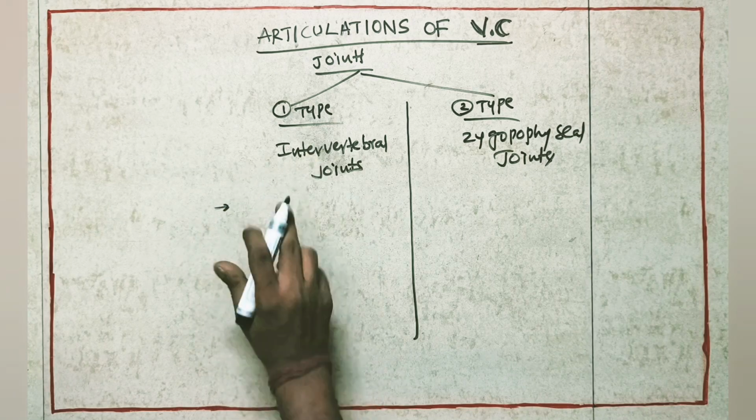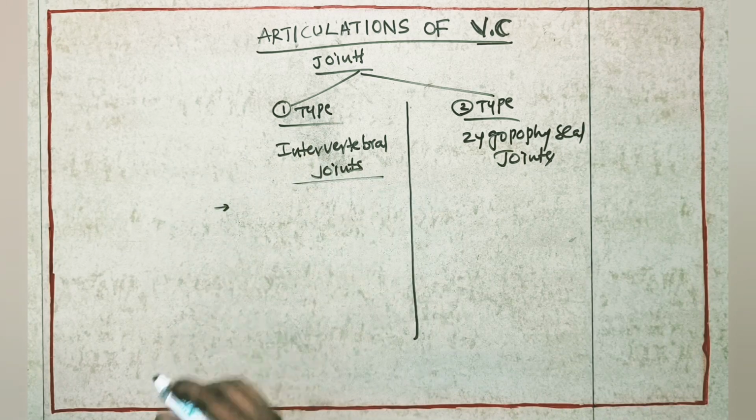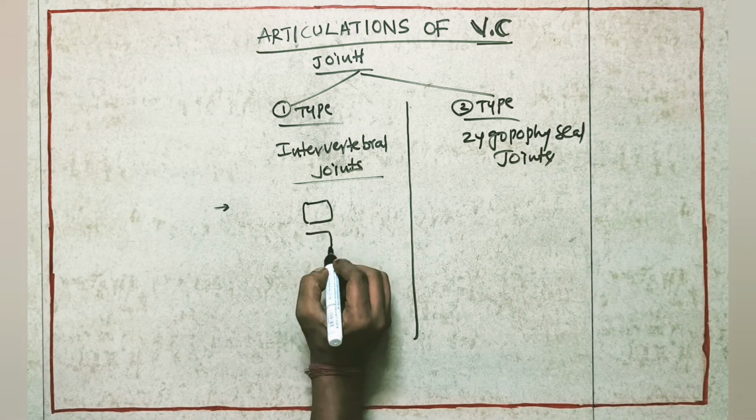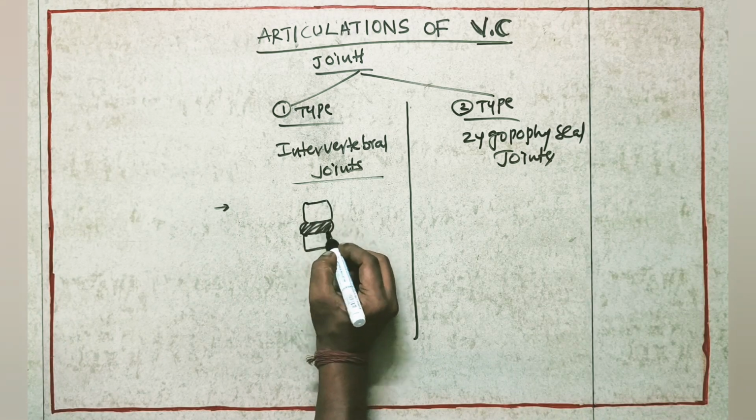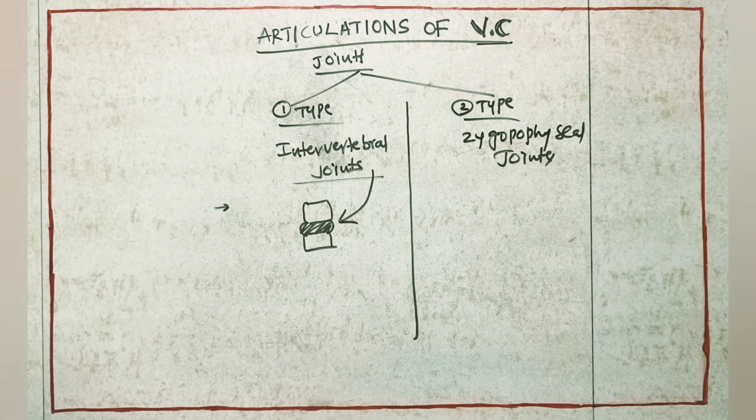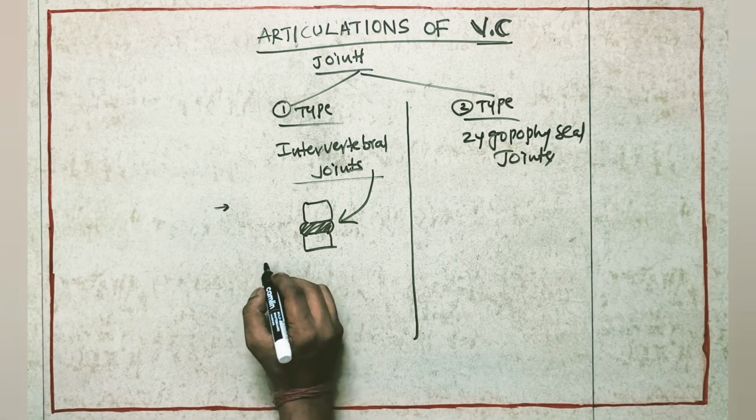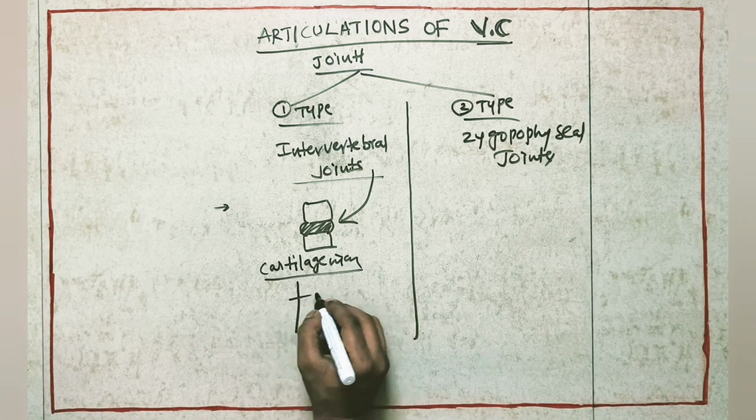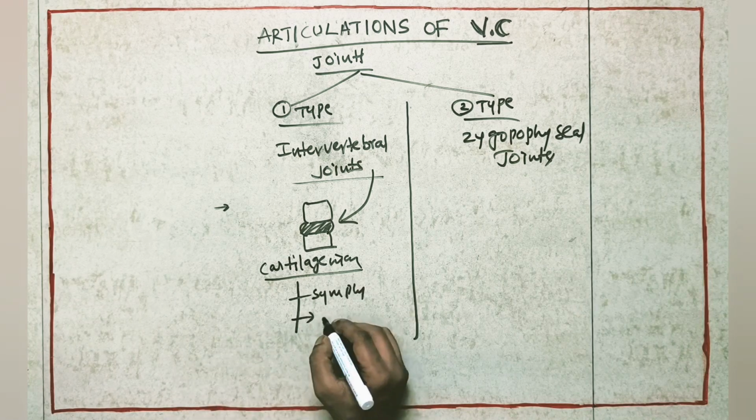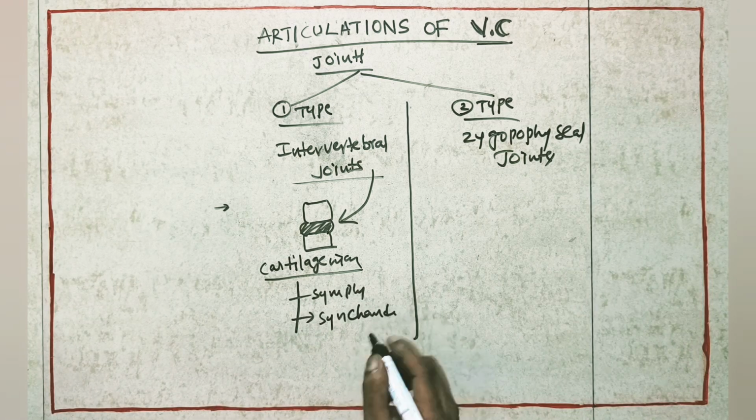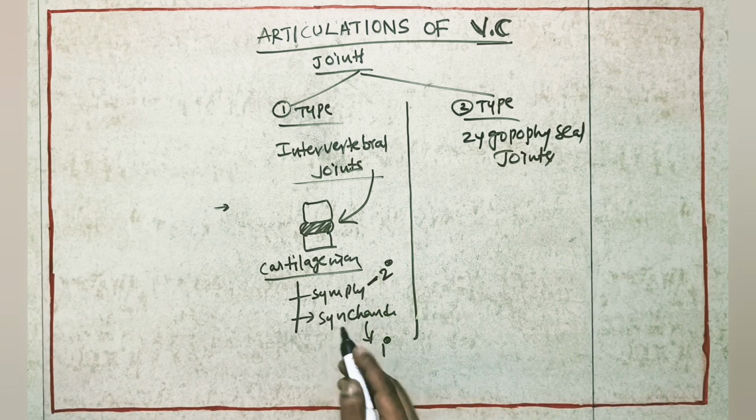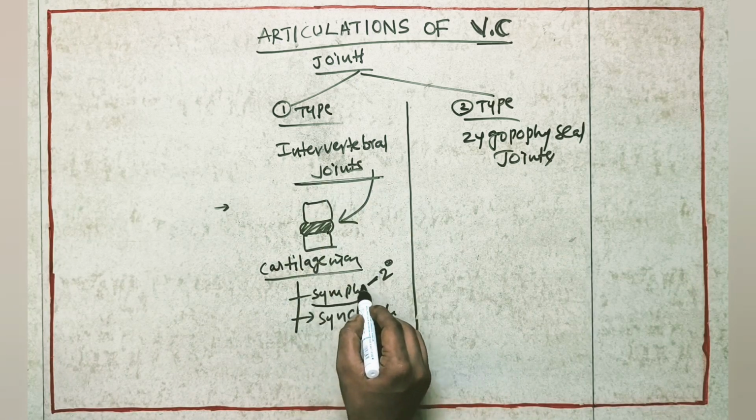So first type of joint, intervertebral joints. These joints are present in between. Suppose if we take one vertebra and here one more vertebra, between these two vertebrae, these joints will be there. These are intervertebral joints. These joints are cartilaginous joints. In these cartilaginous joints, we will be having two types of joints: symphysis and synchondrosis. Synchondroses are the primary cartilaginous joints. Symphysis is the secondary cartilaginous joint. So these intervertebral joints are examples of symphysis joints.